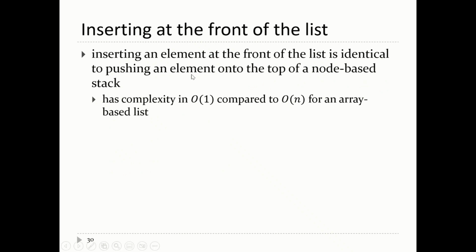Okay, so unlike an array-based list, linked lists do have some advantages. One of the big advantages is that if you want to do something at the front of the list, it's very fast. Inserting an element at the front of the list is just like pushing an element onto the top of a stack, and so that has complexity O(1). Whereas in an array-based list, if you want to insert at the front of the list, that has complexity O(n), because you have to move all the elements over one position, and then you can set the element at the first position.